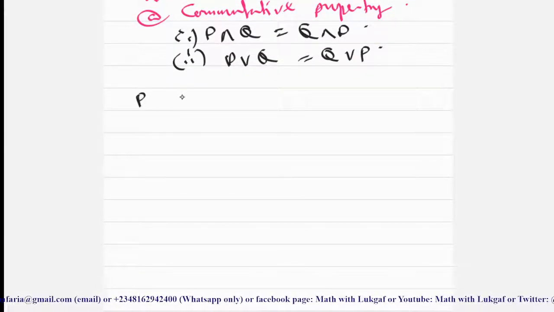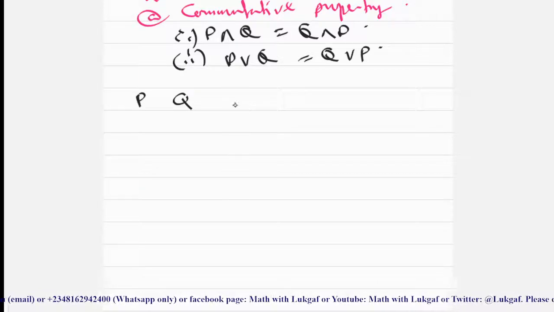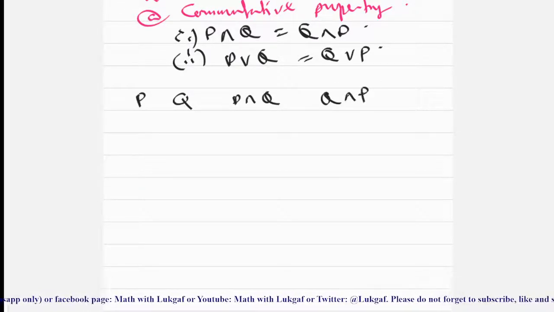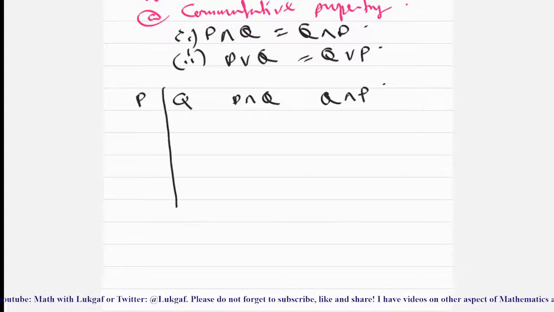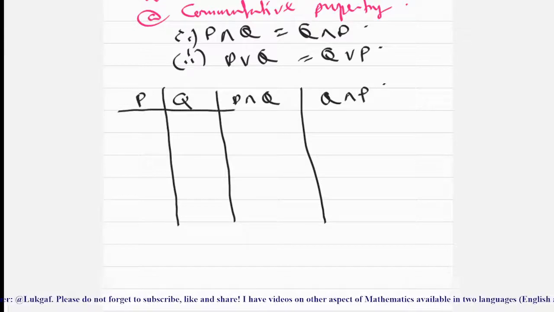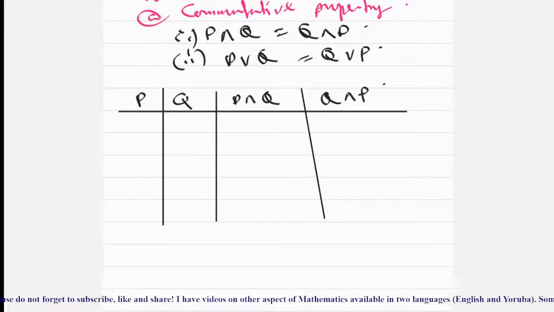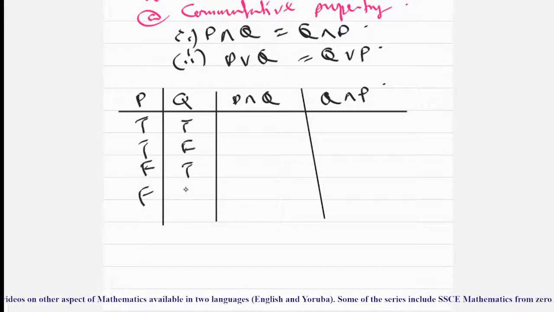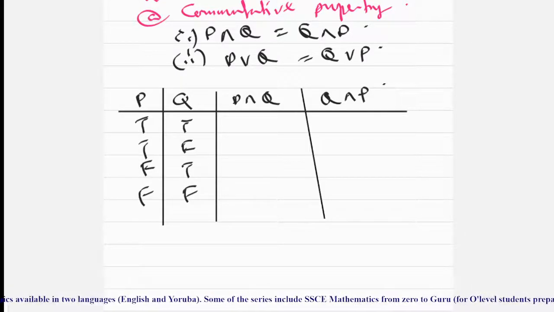Suppose the first one, I have P, Q, and I want to find P and Q, and Q and P. Recall that when you have two propositions, the possible truth values you can have are four. So here you are going to have true, true, false, false, and don't forget true, false, true, false. If you've forgotten how to obtain this, refer to my previous videos on logic.